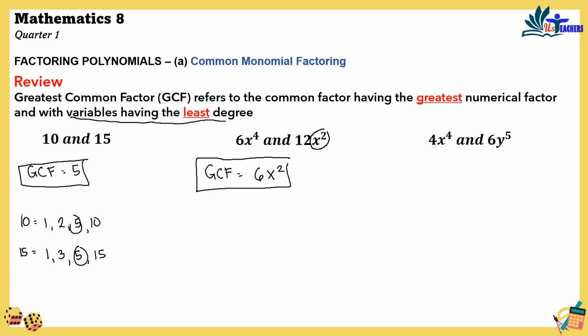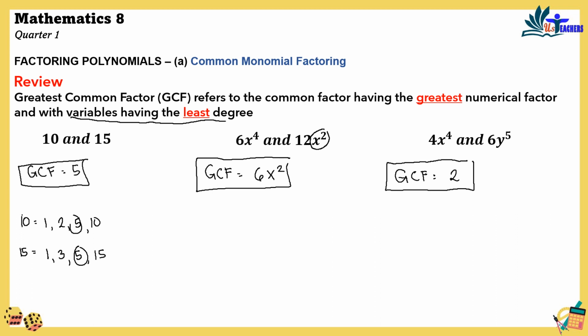Now, third example, 4x raised to 4 and 6y raised to 5. So, first, sa number muna, what is the GCF of 4 and 6? Okay, so that is 2. Next, tingnan natin yung variable. Magkaparehas ba yung variable nila? Okay, hindi. Kasi yung isa x, yung isa y. Kapag hindi parehas, hindi na po natin siya lalagyan. So, okay na po yung numerical GCF niya.